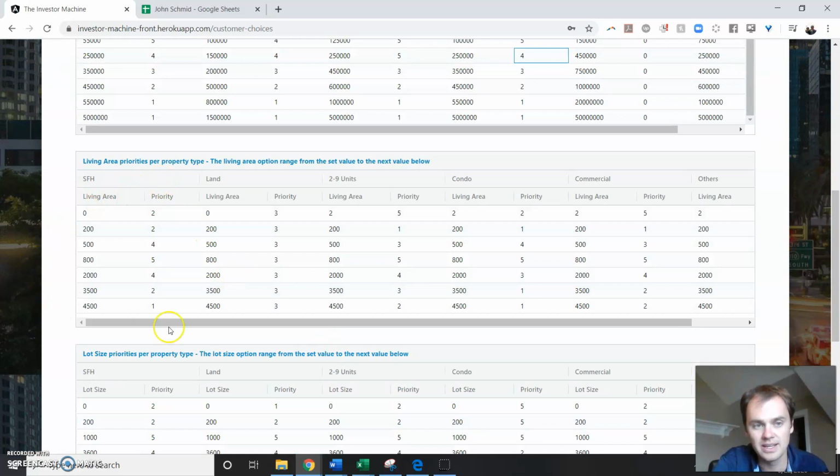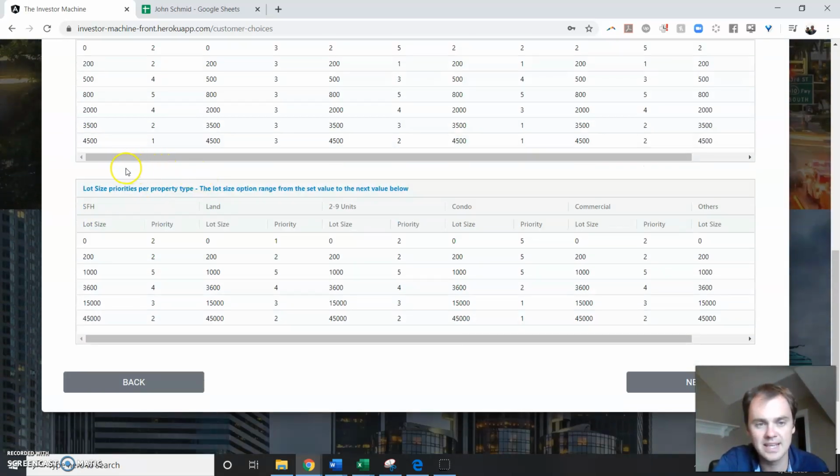Same thing with living area. Exact same rules apply. And same thing with lot size. Exact same rules apply. So essentially, it's just 3 ways of looking at things, but where you would look at them a little different. Because especially with lot size, if you're buying condos, lots are going to abide by different rules than single-family homes.